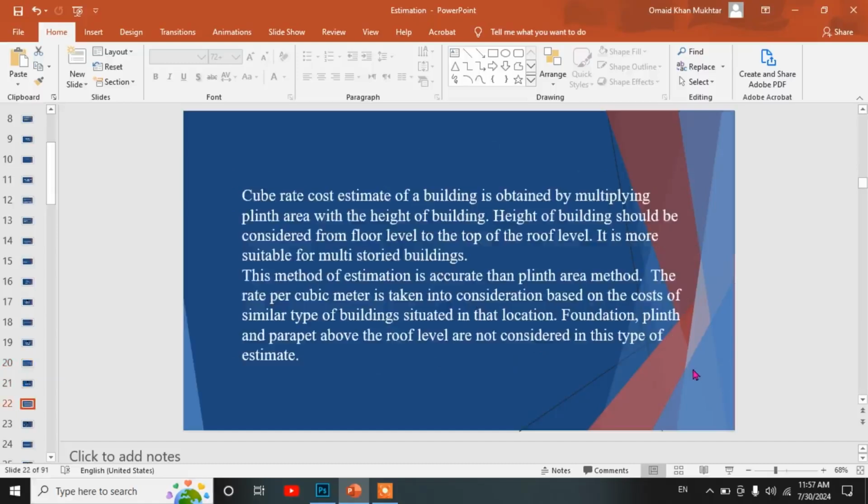Third, cubic estimate. Cube rate cost estimate of a building is obtained by multiplying plinth area with the height of the building. Height of the building should be considered from floor level to the top of the roof level. It is more suitable for multi-story buildings. This method of estimation is more accurate than the plinth area method. The rate per cubic meter is taken into consideration based on the costs of similar types of buildings situated in that location. Foundation, plinth and parapet above the roof level are not considered in this type of estimate.